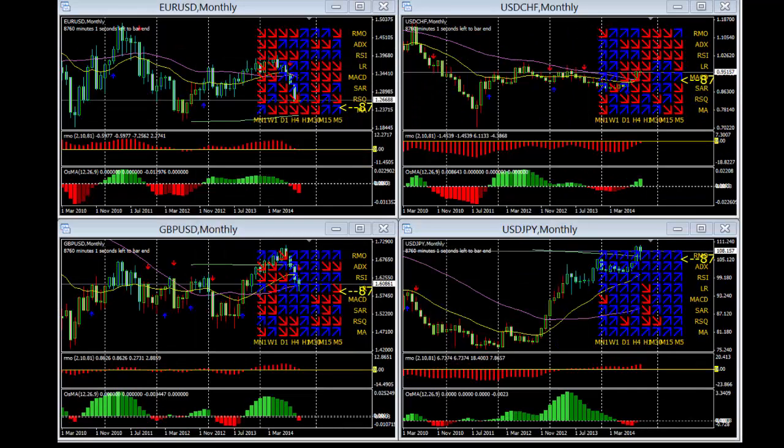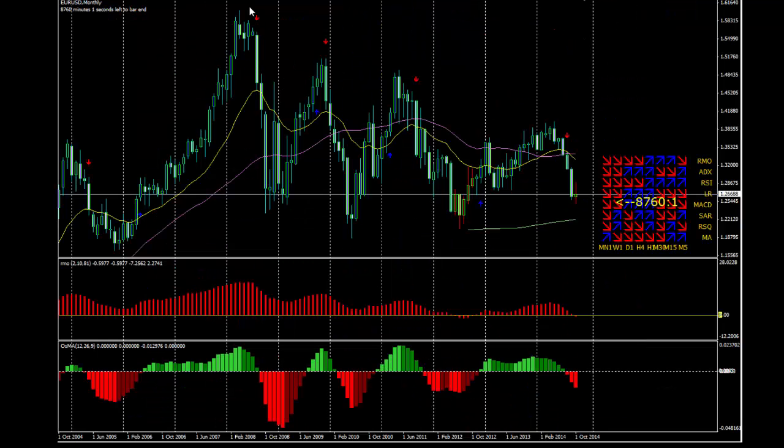I'm going to be going over the four majors for the last week of October, so that's the 27th through to the 31st of October 2014. I'm going to start with the euro against US dollar. Let's have a look at the monthly chart just to see how things have been progressing for this month as we head into the end of October.